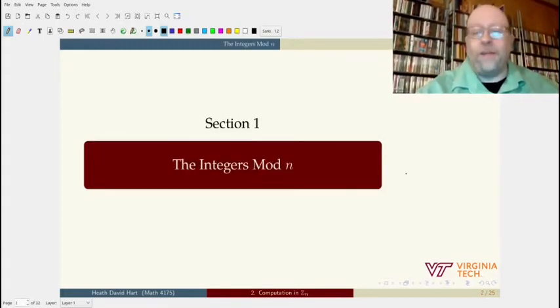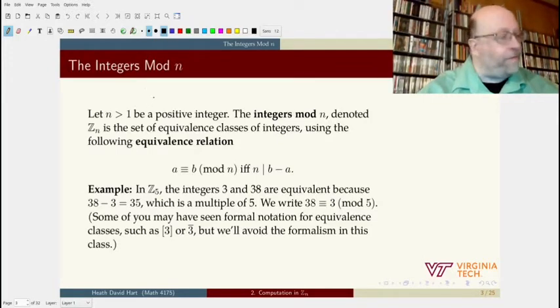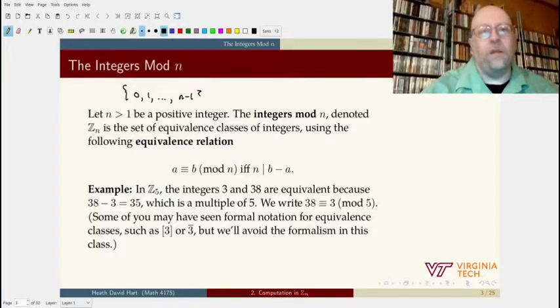So when we're talking about the integers mod N, we're talking about the set of integers that runs from 0 up through n minus 1, where then when we get to n, we wrap around and go back to 0 again. That is, we're creating equivalence classes where two integers are equivalent if n divides their difference. For example, in Z mod 5, the integers 3 and 38 are equivalent because 38 minus 3 is a multiple of 5.